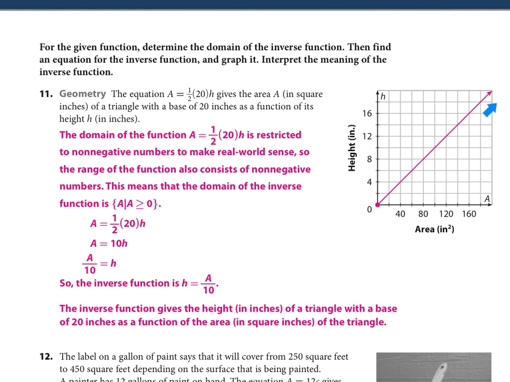On the graph, we have an arrow just on this end because it can keep getting bigger this way. Here it is a point because you can't have, again, a negative value, so it ends at 0.